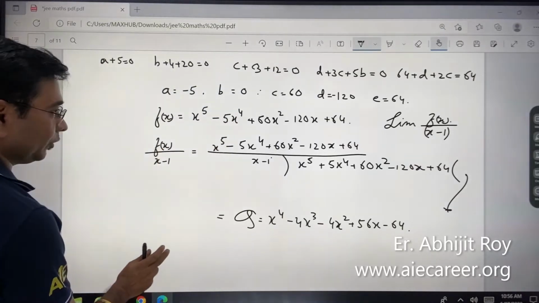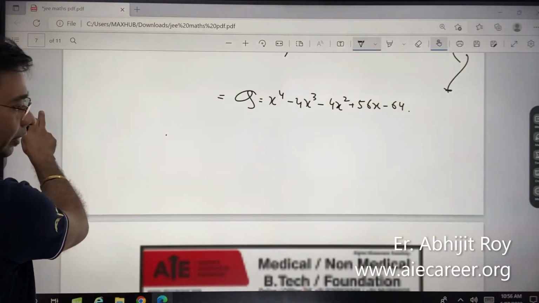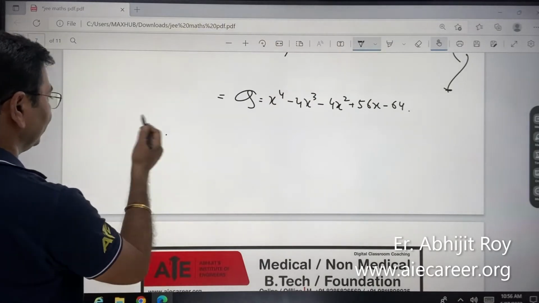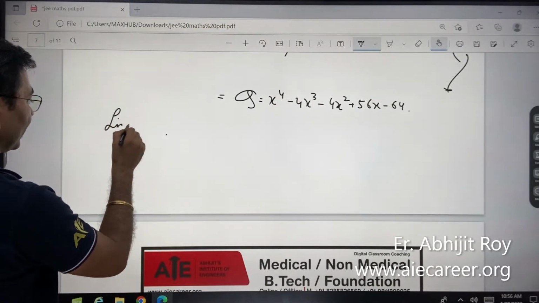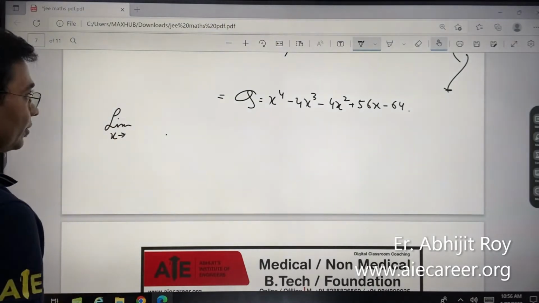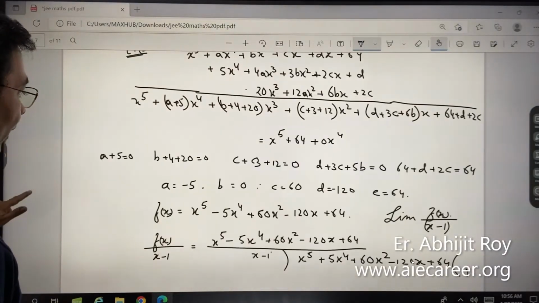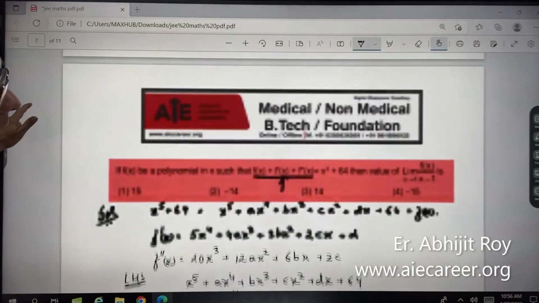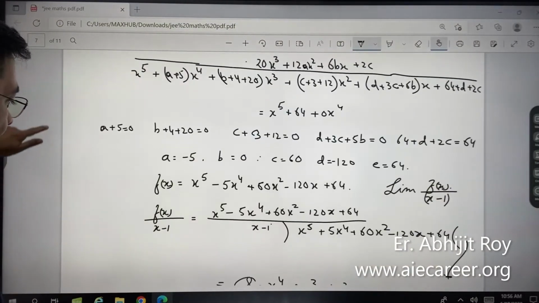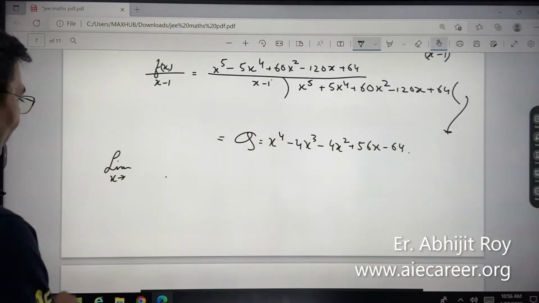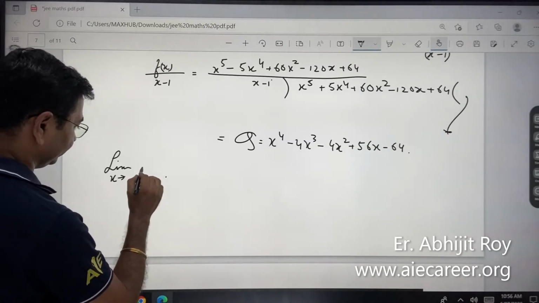So if you look at this now, if you put the limits, the problem is solved now. Limit when x tends to 1, yes, x tends to 1. So when you have this x tends to 1, so you have got it now.